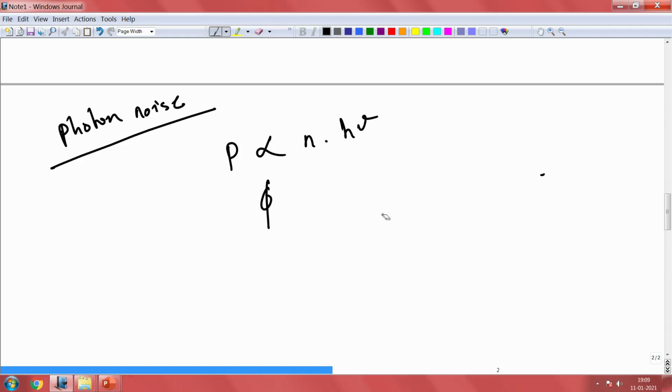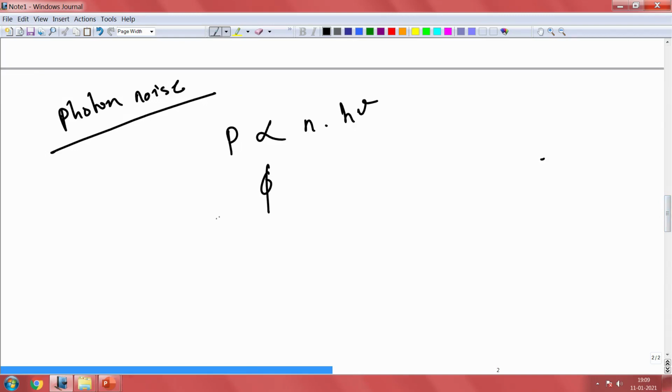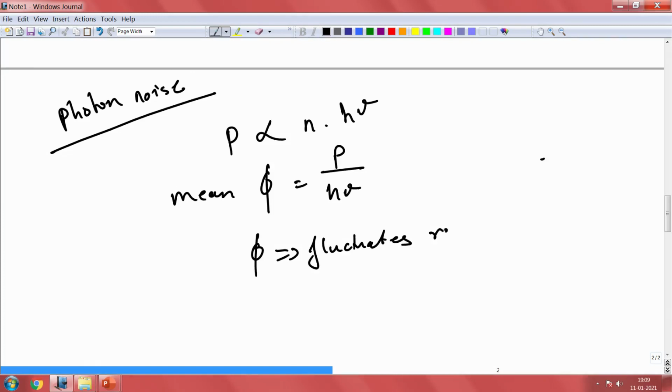And what we need to understand is the mean photon flux. So the mean photon flux is related to your power over h nu. But this quantity will fluctuate. So this phi, the photon flux, actually fluctuates randomly based on the emission statistics.